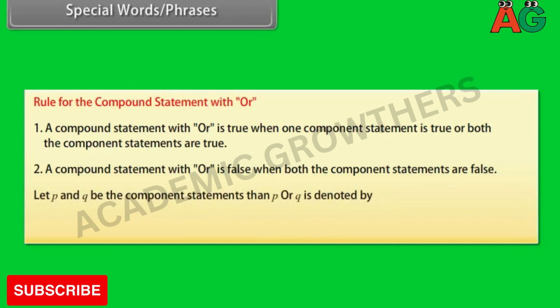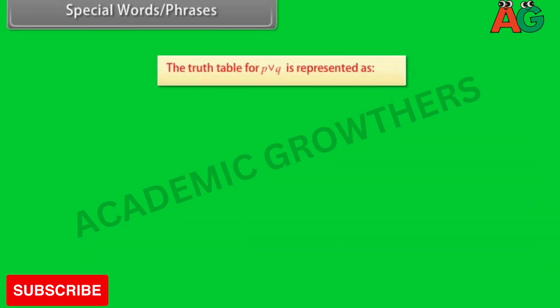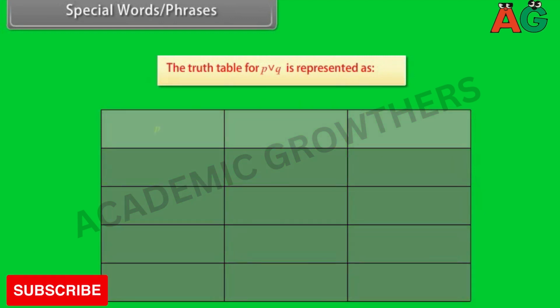Let P and Q be the component statements, then "P or Q" is denoted by P ∨ Q. The truth table for P or Q is represented as: for P true and Q true, the P or Q is true. For P true and Q false, the P or Q is true. For P false and Q true, the P or Q is true. For P false and Q false, the P or Q is false.